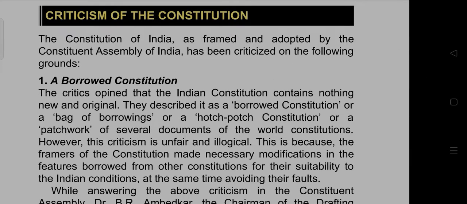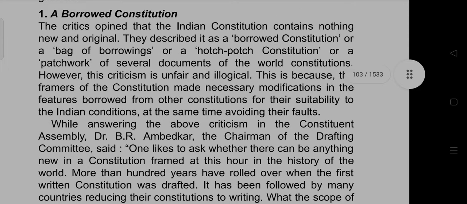Criticism of the Constitution. The Constitution of India, as framed and adopted by the Constituent Assembly of India, has been criticized on the following grounds. First, a borrowed constitution. The critics opined that the Indian Constitution contains nothing new and original. They described it as a borrowed constitution, a bag of borrowings, a hodgepodge constitution, or a patchwork of several documents of the world's constitutions. However, this criticism is unfair and illogical.